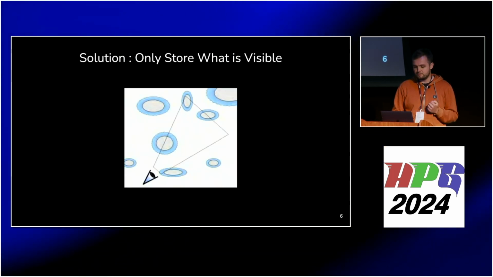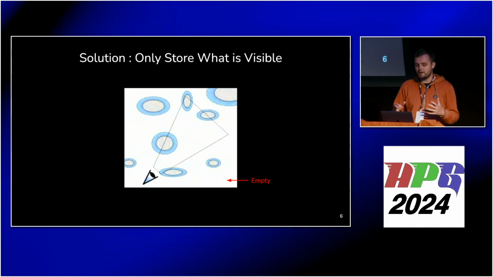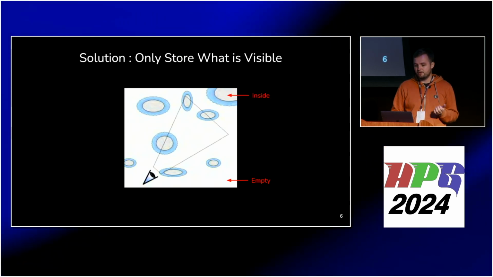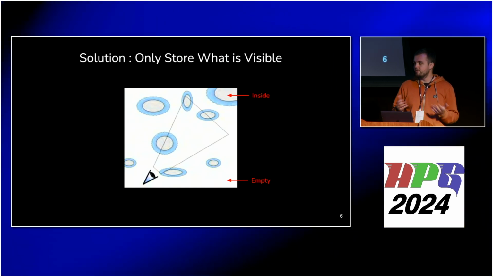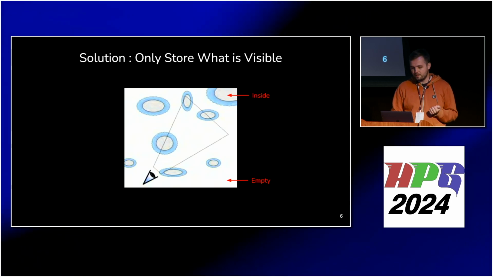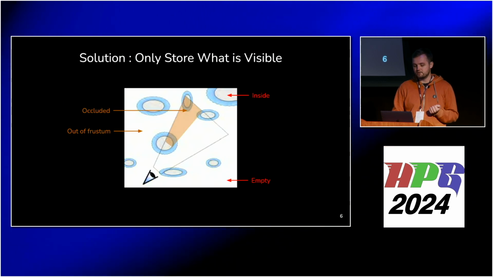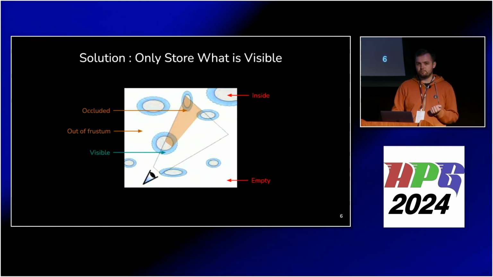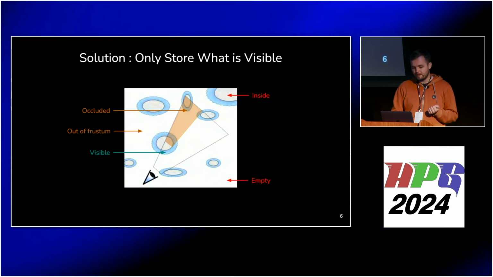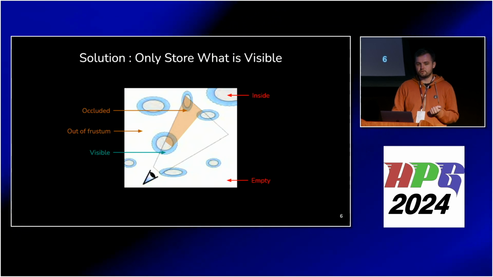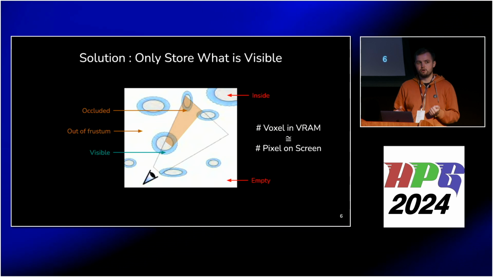So if we look at a typical scene here, well, first of all, most of it is empty, it's just air between objects. We also have lots of space that is taken by voxels that are inside objects, that is never visible. We don't need that either. And we also have everything that is out of the view frustum, and everything that is occluded. So we only have a tiny portion of what we started with that is actually needed in GPU memory. And in fact, if our scene is composed mostly of opaque objects, we shouldn't need more voxels in VRAM than pixels on screen, which is much more reasonable.